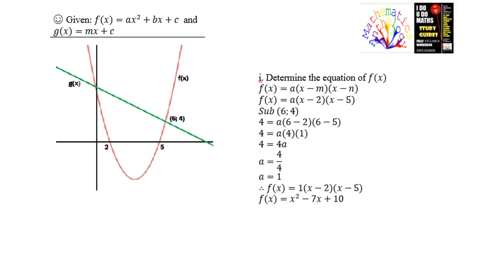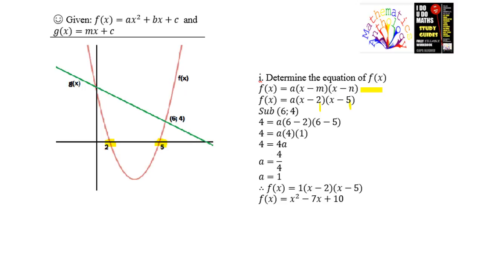So we need to look at what information we are given for f of x, and we are given the x-intercepts here, which are positive 2 and positive 5. So we will use the equation f of x is equal to a into x minus m into x minus n, where m and n are my x-intercepts. So if my x-intercept is positive 2, I need to sub in 2 there, and my x-intercept is 5, I need to sub in 5 there. So it becomes f of x is equal to a into x minus 2 into x minus 5.